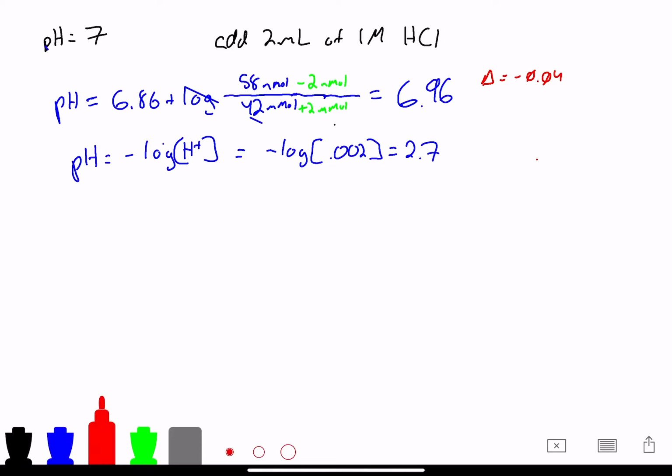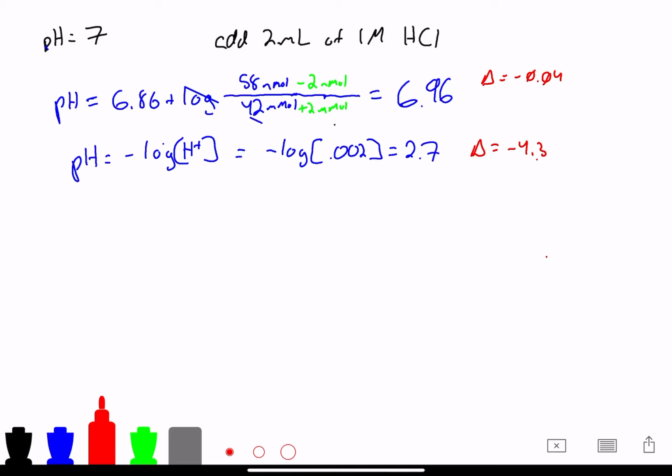Which is a difference of negative 4.3 pH units. That's 10,000 times more acidic. That shows you the importance and the power of buffers. So the same amount of acid in pure water would have made the solution 10,000 times more acidic, whereas with the buffer, it hardly did anything at all.